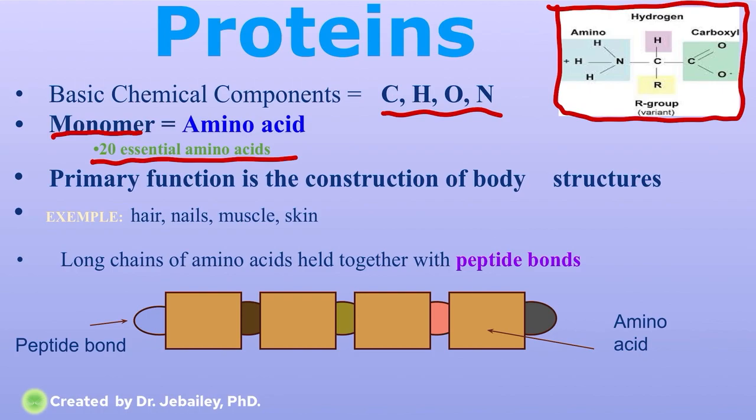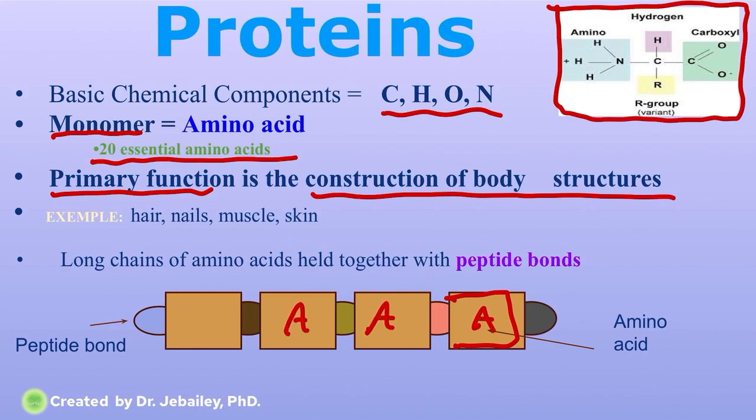Now, they do have a very primary function, and it's the construction of the body structures. That means everywhere in your body that has structures, for example your muscles, these have proteins. Right here is a very general representation of what a protein looks like. You can see that these little squares are actually the amino acids. And what's in between them, right here, these bonds, are actually peptide bonds.